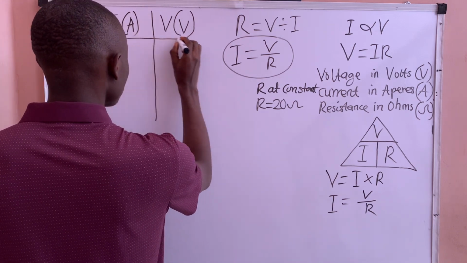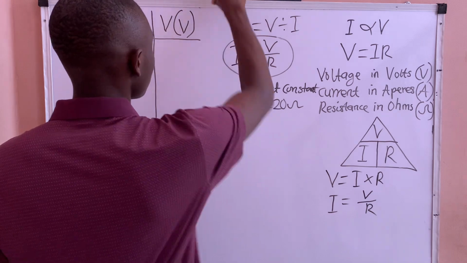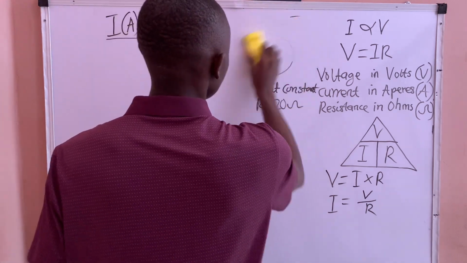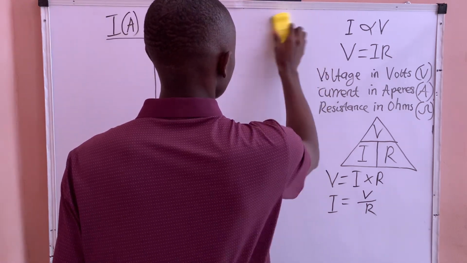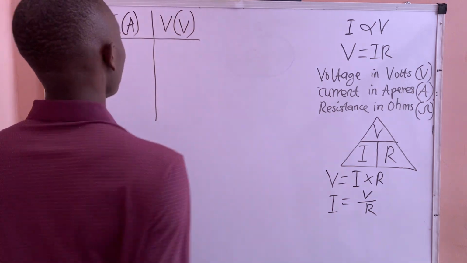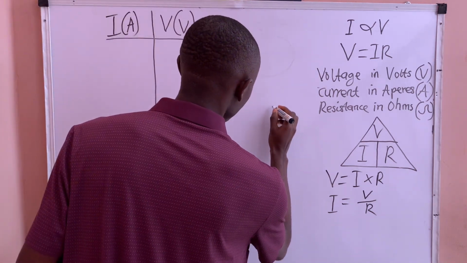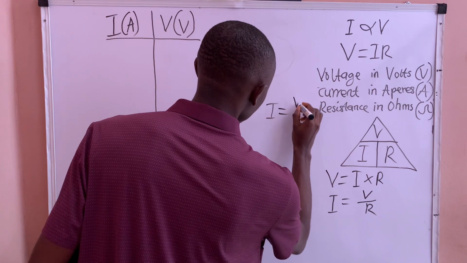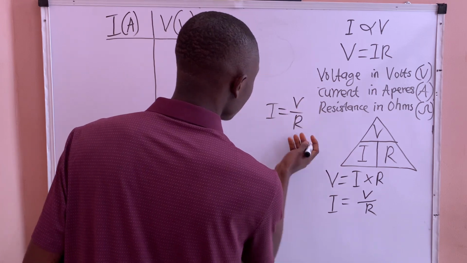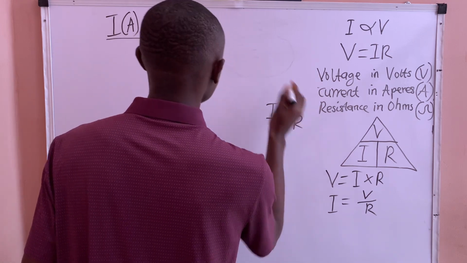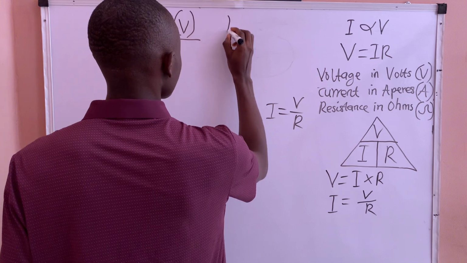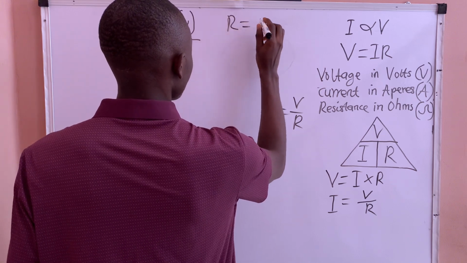I'm forming a table now. Okay, let me delete this entire thing. Okay, let me make R. Remember what I said, that from this formula V over R, if I should make R constant, let me make R constant at what?